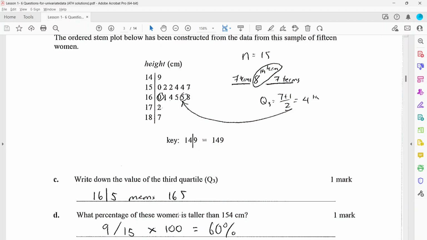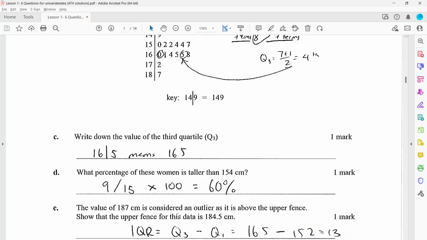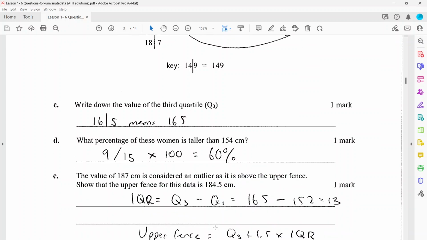So that's your Q3. What percentage of these women is taller than 154 centimeters? You just got to count how many are taller than 154. Okay, not including 154, obviously. So starting from 7. 1, 2, 3, 4, 5, 6, 7, 8, 9. 9 out of 15 times by 100 to get a percentage, and that's 60%.